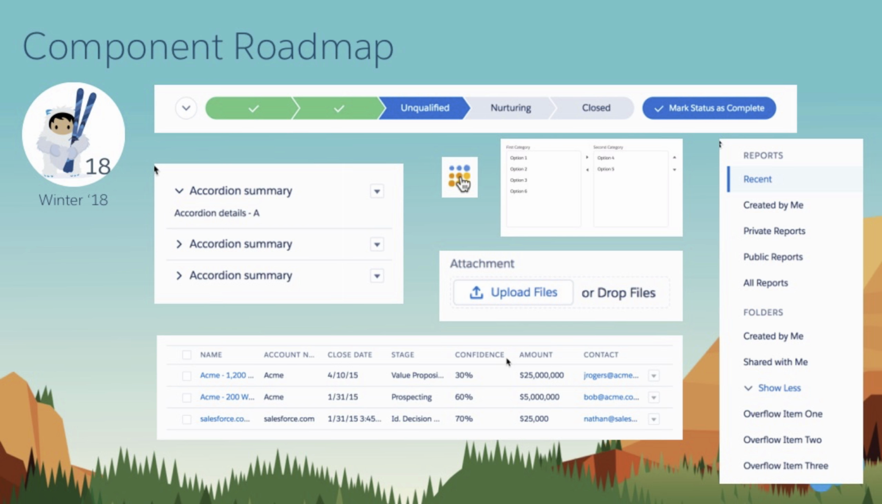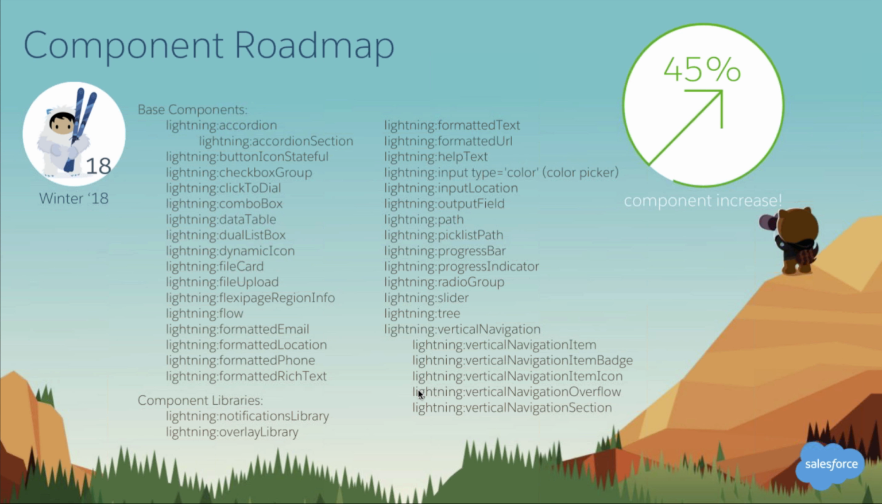Some of the other things we have are dynamic icons, the dual list box, which I showed, the accordion, the vertical navigation, which is what you see here on the right, and then, of course, the data table and the file upload. So in previous releases, you got maybe 4 components or 2 components every time we did a new release. But in Winter, we added 32 additional components. So we really expanded the set of base components for you to leverage as developers.